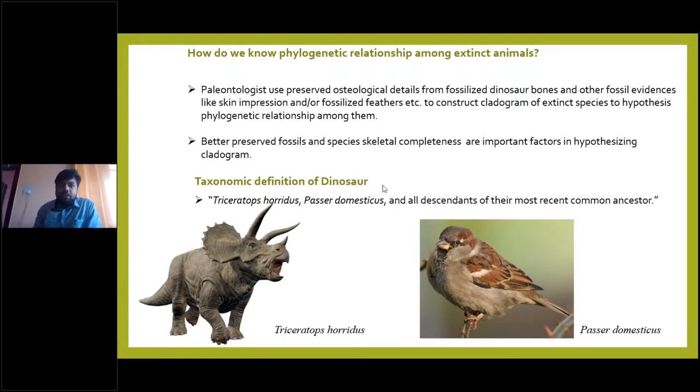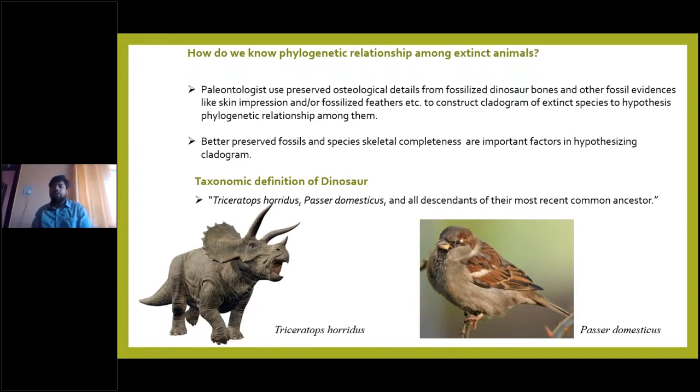Paleontologists use the osteological details and preserved anatomical details from fossils to reconstruct the phylogenetic tree or cladogram. This phylogenetic tree or cladogram is a hypothetical tree. It is not actually the root or path of evolution. Rather, we suspect this is the most probable or most parsimonious way the evolutionary track proceeded among the different forms of organisms. Better preserved fossils and skeletal completeness play an important role in making the cladogram, or family tree, of these extinct species more and more accurate.